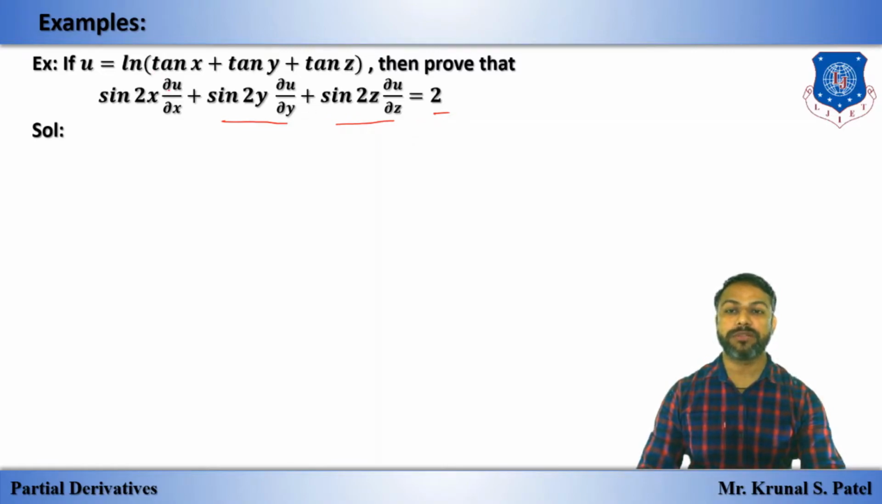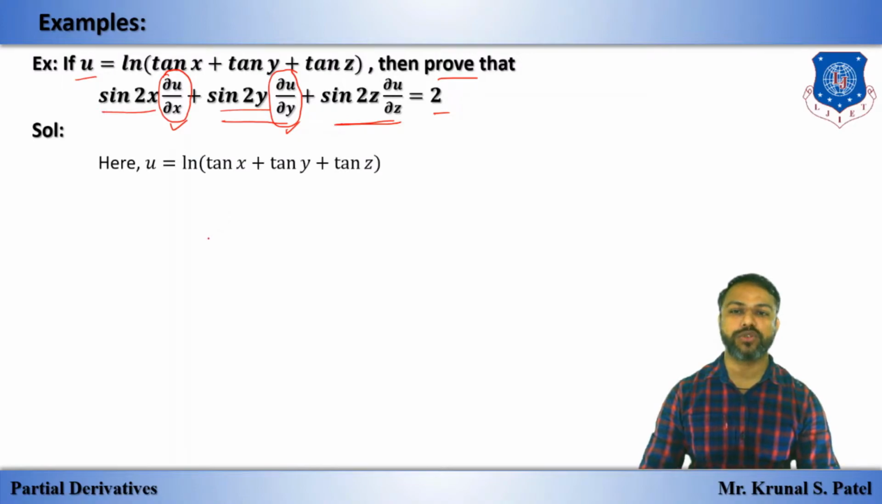For this proof, first we will find the differentiation of u with respect to x and then multiply this derivative with sin 2x. Same way we differentiate u with respect to y and then multiply this derivative with sin 2y. And same way this term. Okay, so let's start with the solution.